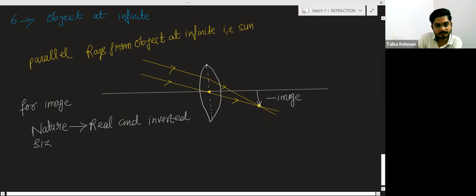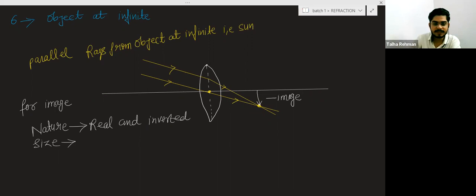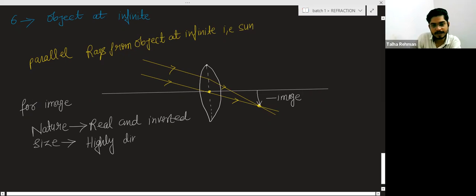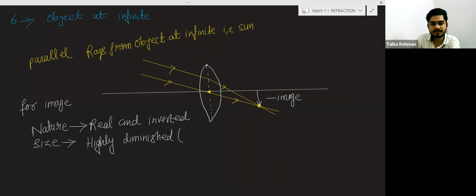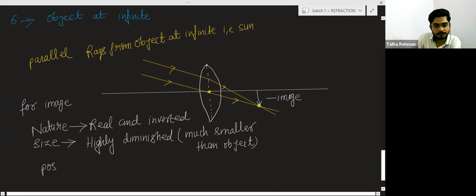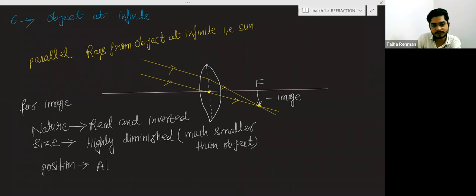Talking about the size, you can imagine the sun is of very large size. If you imagine the rays coming from the sun, then the image will be highly diminished, much smaller than the object. And talking about the position, I have already told you that whenever the object is at infinite, the image will be at the focus. So please note it down, all of you.